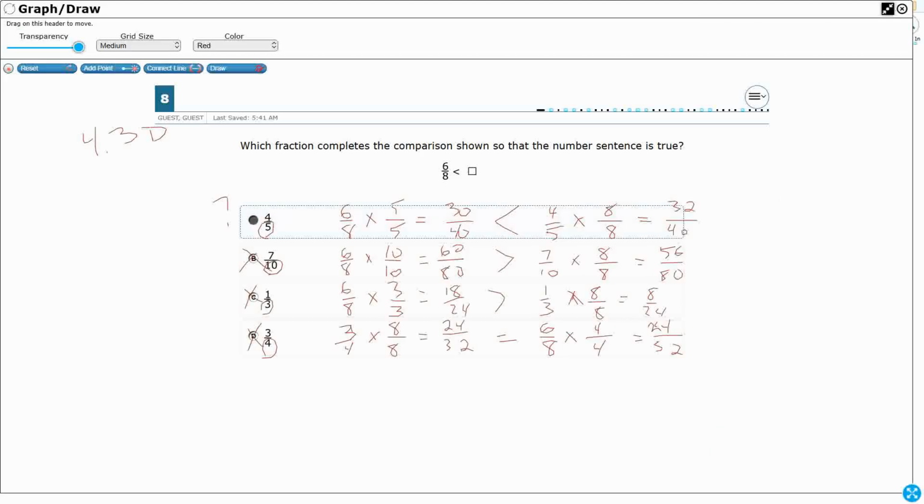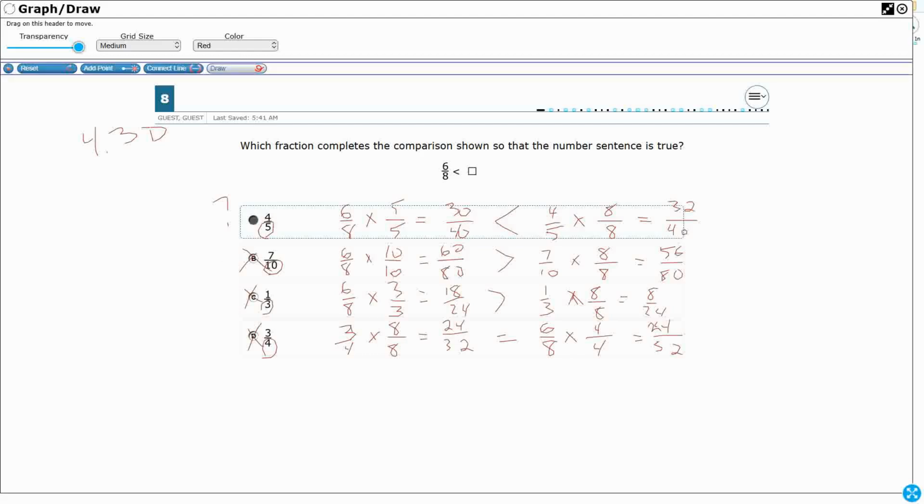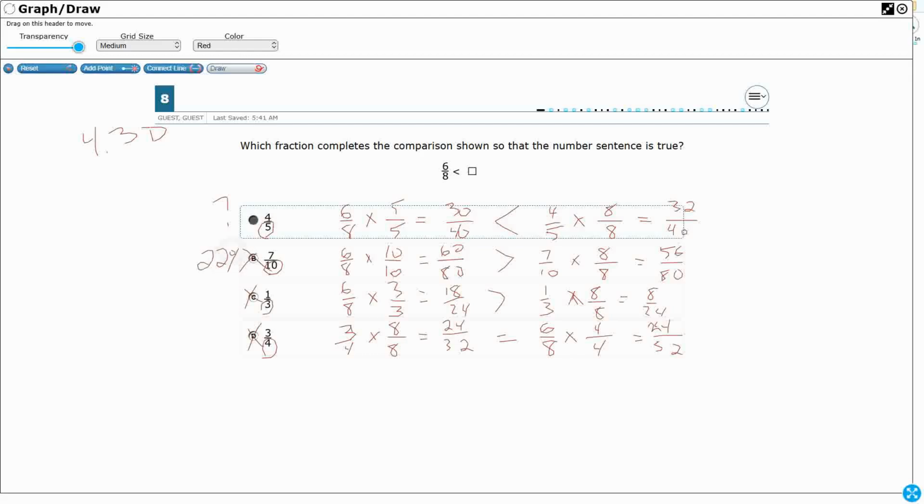And let's see, we had 22% of our students choose B. We had 6% choose C, 13% choose D. And our correct answer here, A, not bad, 59%. We'd like to see that above 60, but this is tied for the 10th easiest problem on the test. So what was it about 7/10?